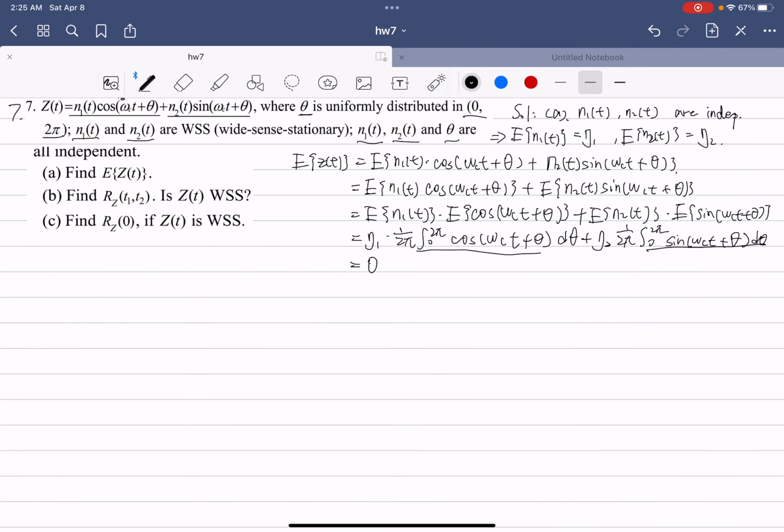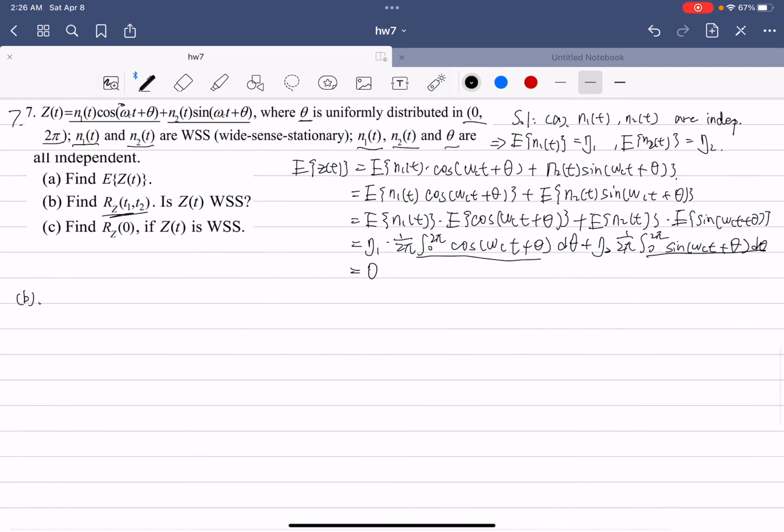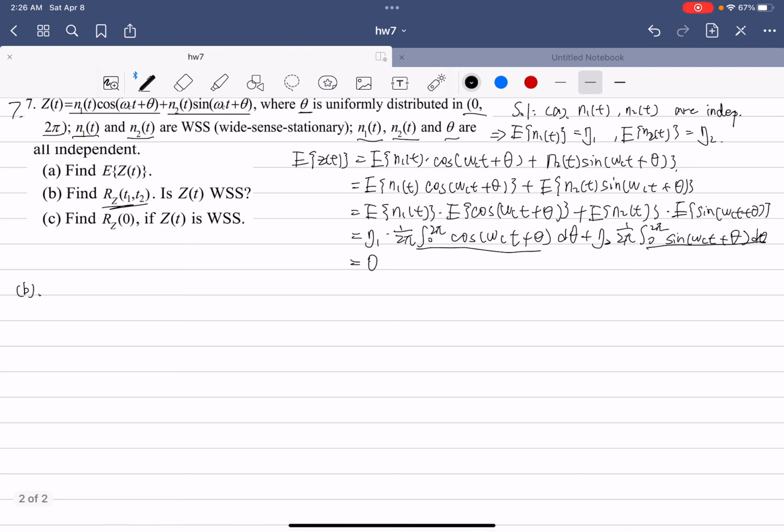Let's see the second question. We need to find Rz. We know that Rz(T1, T2) is equal to E of Z(T1) Z(T2).